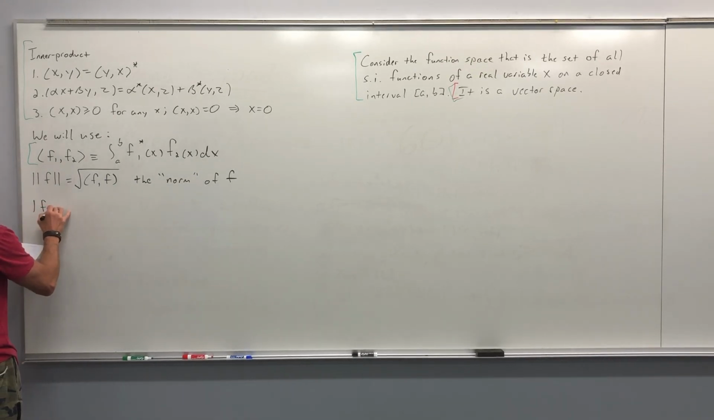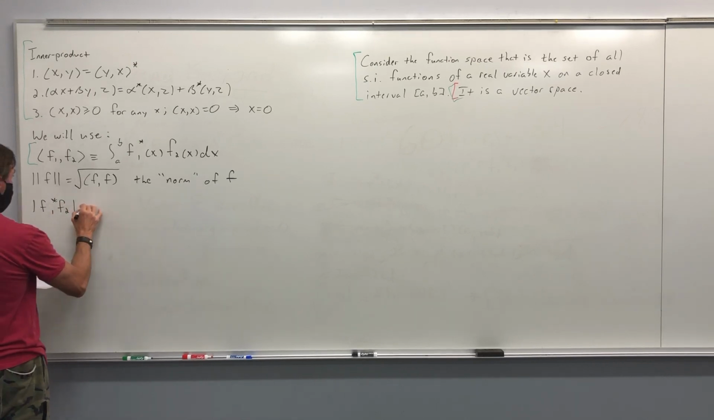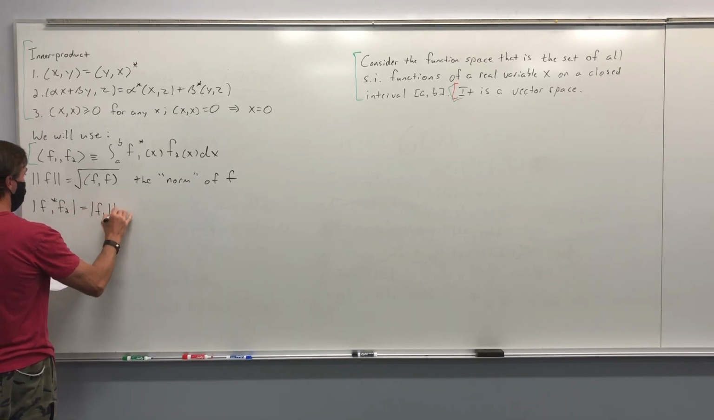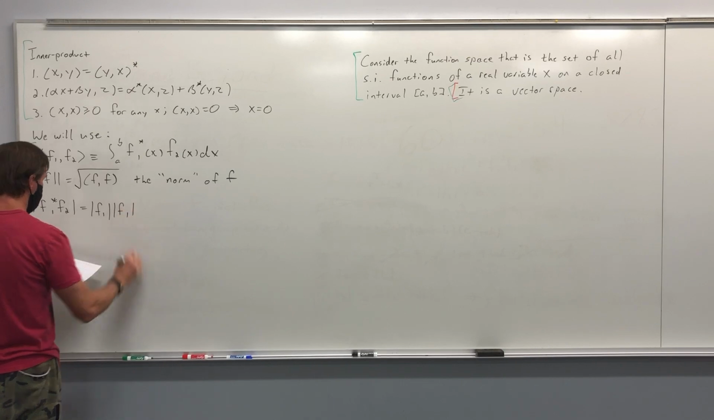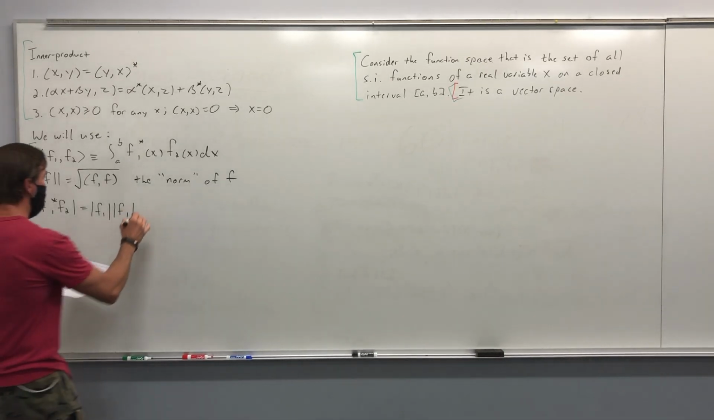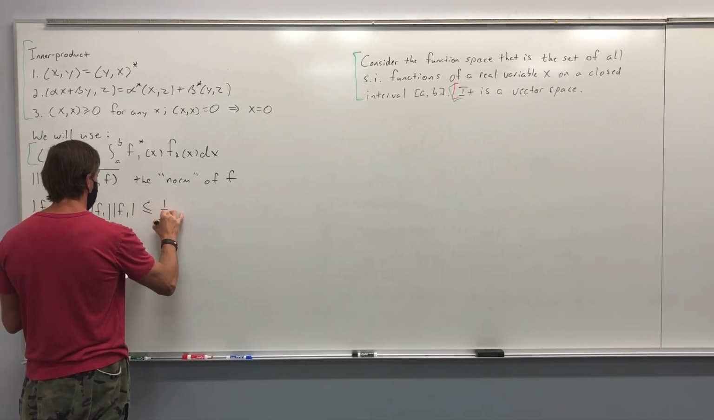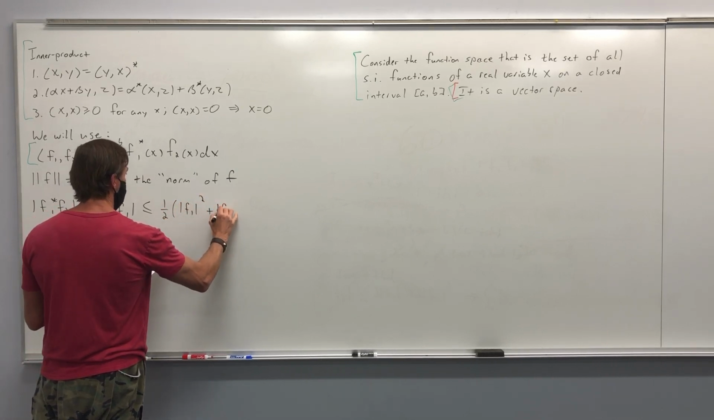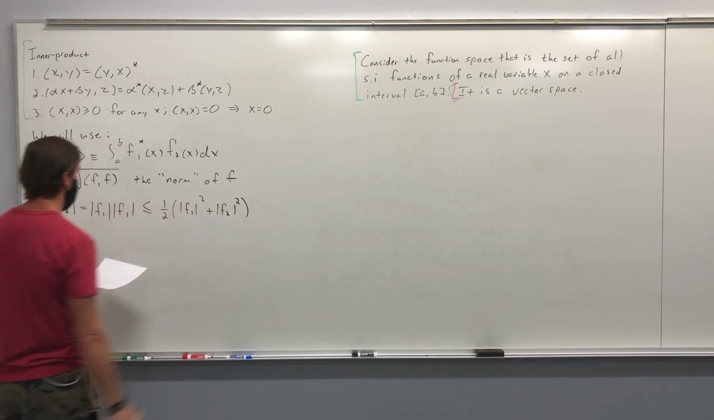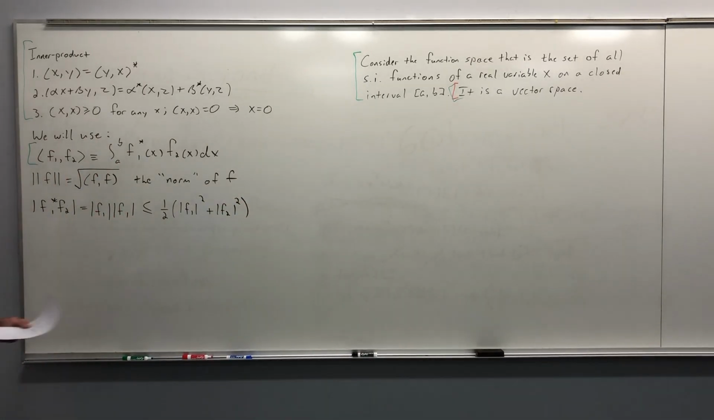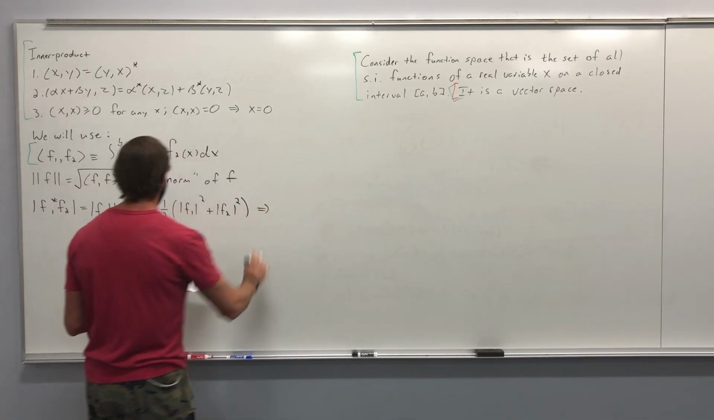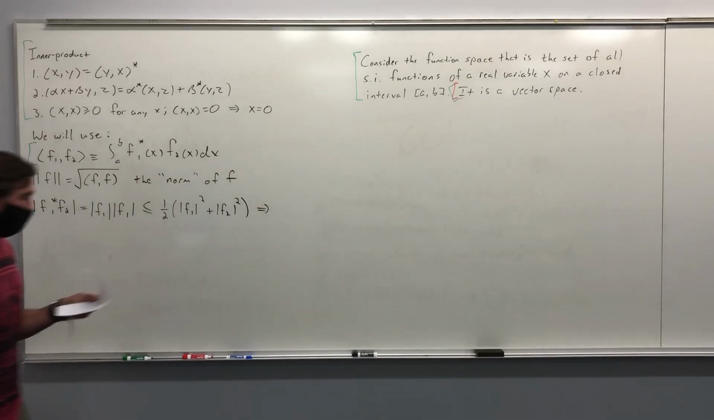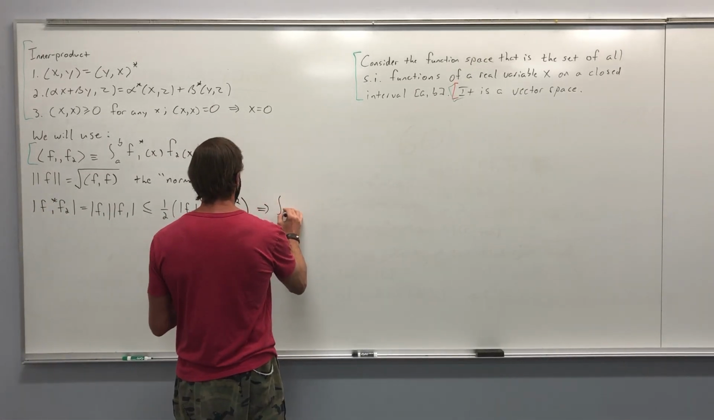So consider the magnitude of f1 star f2. We proved earlier that this is equal to the magnitude of f1 times the magnitude of f2, which we also argued was less than 1/2 the magnitude of f1 squared plus the magnitude of f2 squared. So we can take this and we can integrate both sides.